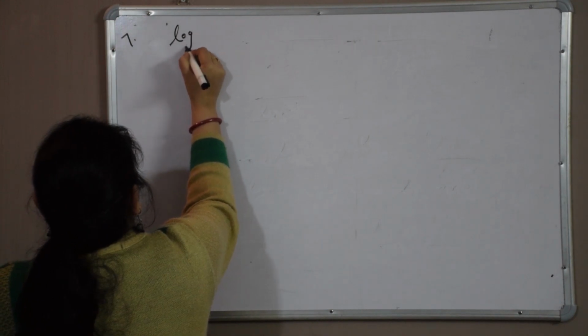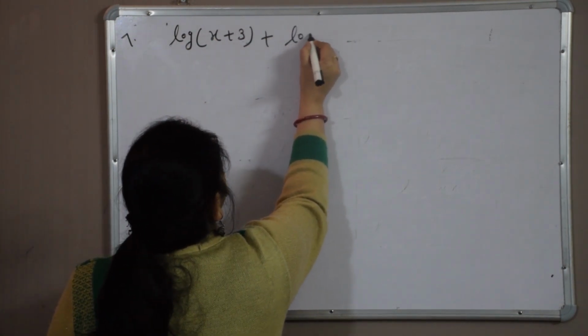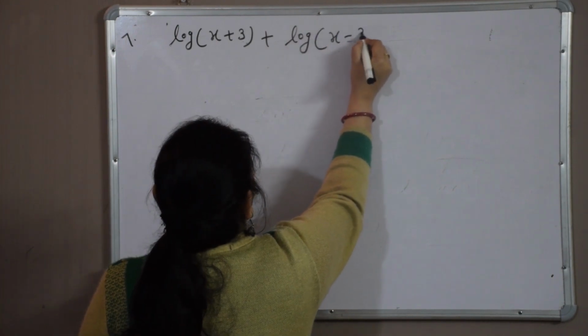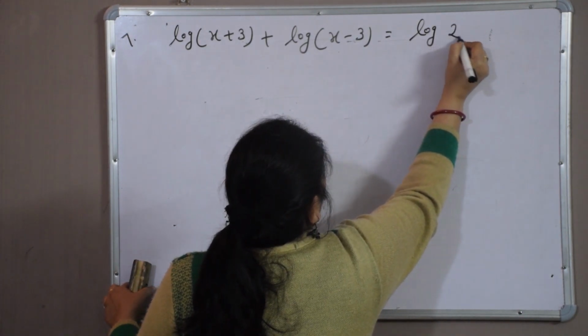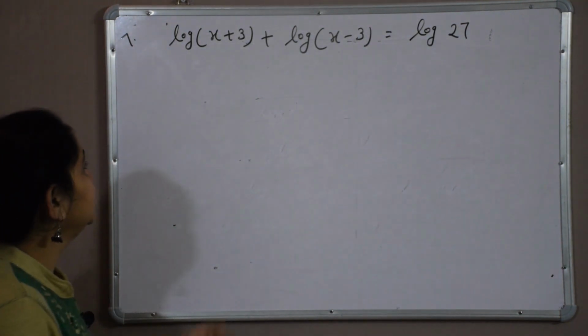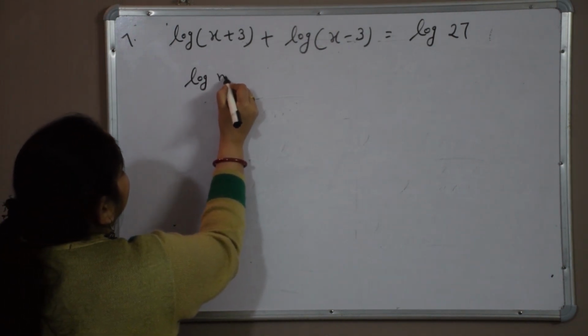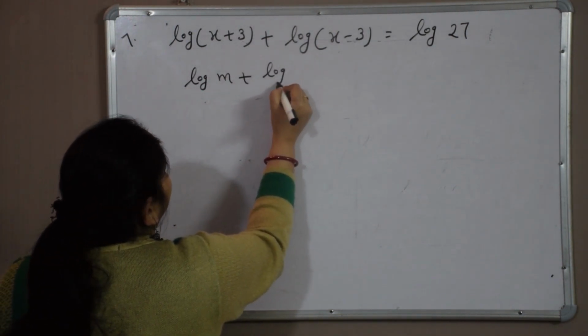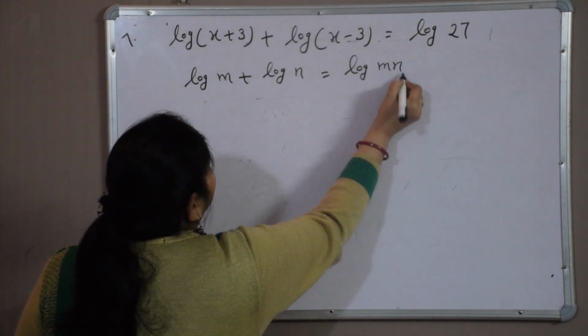Log of x plus 3 plus log of x minus 3 equals log of 27. See here, it is again log of m plus log of n, and we know that it gives us log of mn.